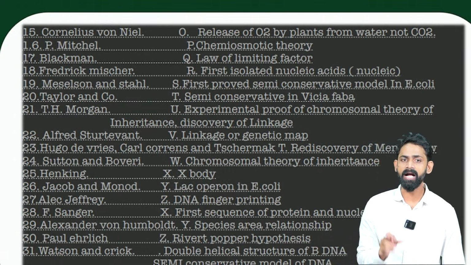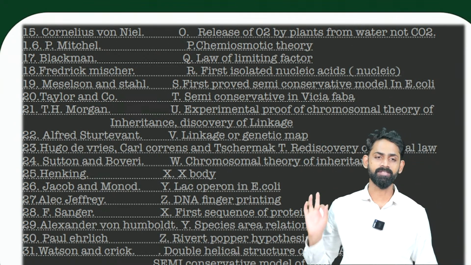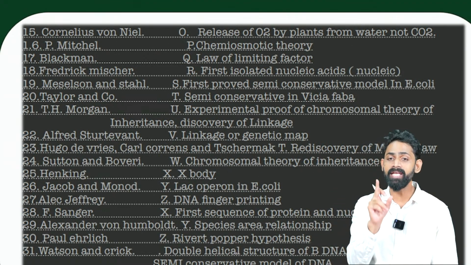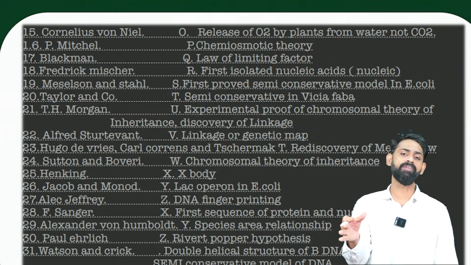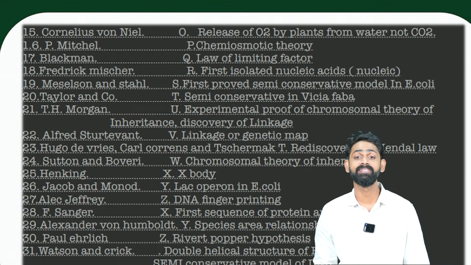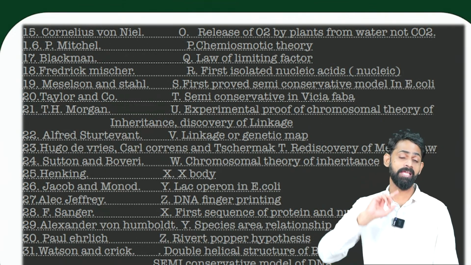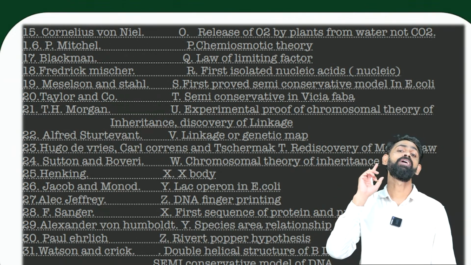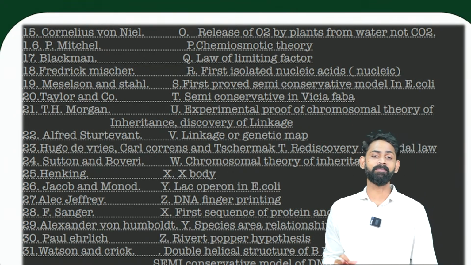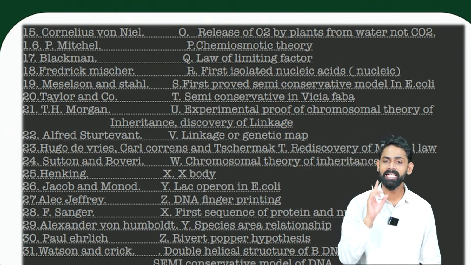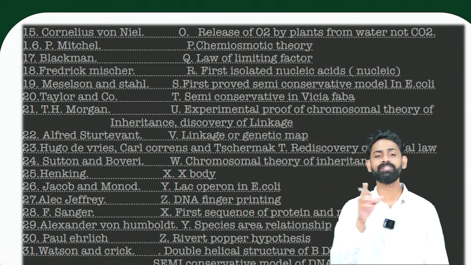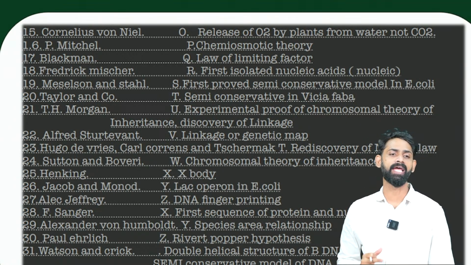Hugo de Vries sir, Karl Correns and Tschermak rediscovered Mendel's laws. Sutton and Boveri, as I already said, gave the theoretical framework, the chromosomal theory of inheritance. Henking sir discovered a nuclear structure that plays an important role in chromosomal sex determination. First he called it the X body, later we call it the X chromosome. I am making you recollect.